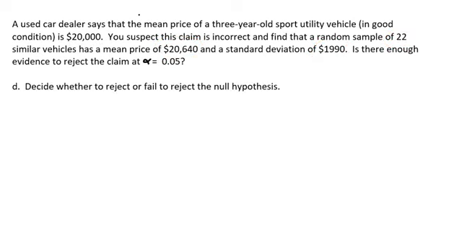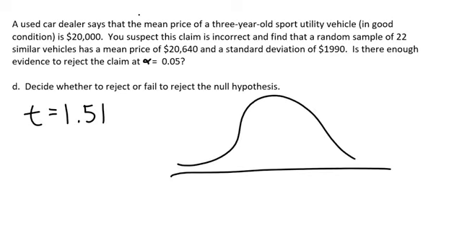Part D, decide whether to reject or fail to reject the null hypothesis. So first, let's write down our t standardized test statistic first. And now let's draw a picture of our standard normal curve and our rejection region.